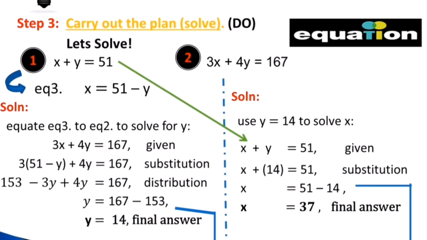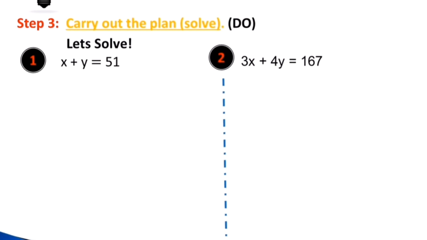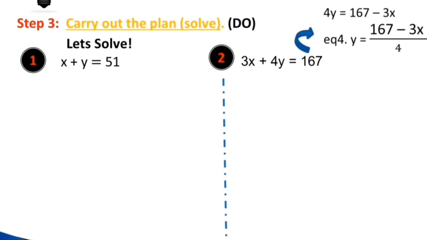What if I am going to use equation 2 so that I can still have the same values for x as 37 and for y as 14? So let us start with equation 2. Okay, so I am going to derive another equation from equation 2 in terms of y. So simply, you just transpose 3x to the other side, it becomes negative 3x. Then divide the whole equation by 4, so I have here y equals (167 minus 3x) over 4.